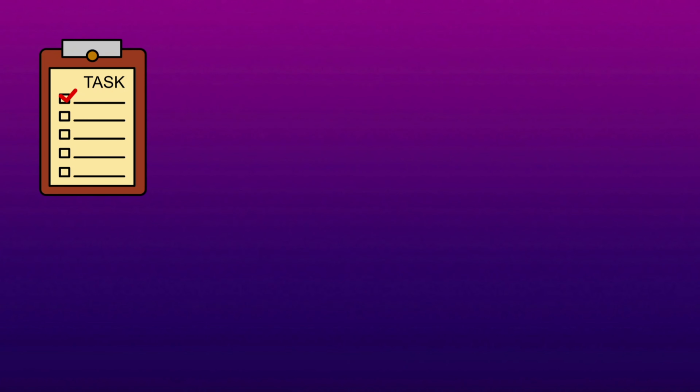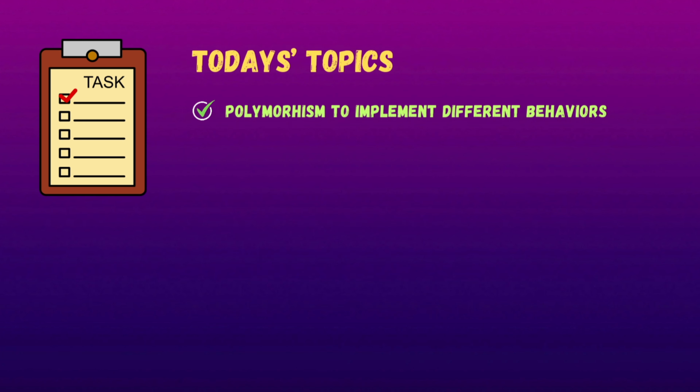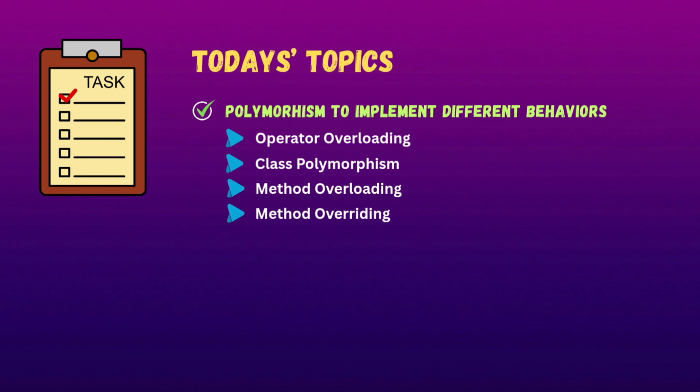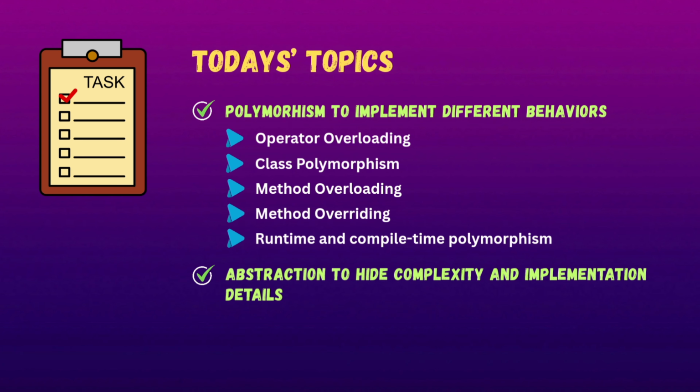So in this video, we have covered the remaining part of the advanced object-oriented programming concepts in Python, which are polymorphism and how it helps us implement different behaviors, under which we have learned about operator overloading, class polymorphism, method overloading, method overriding, runtime and compile time polymorphism, abstraction to hide complexity and implementation details, and Pythonic duck typing as a bonus point. So that wraps up all about polymorphism and abstraction and the four main pillars of object-oriented programming.